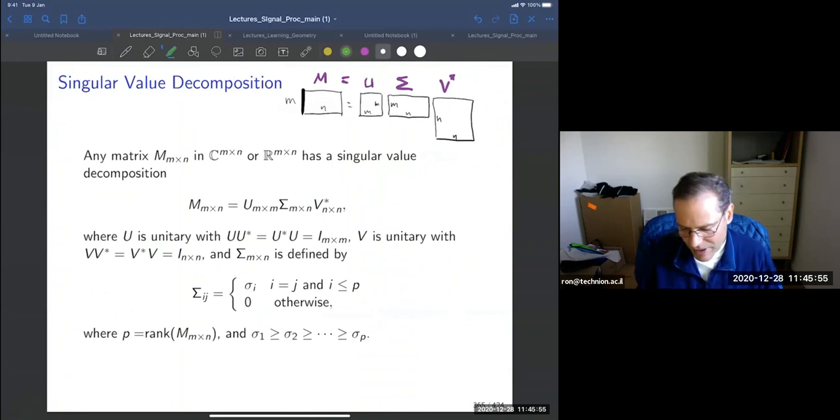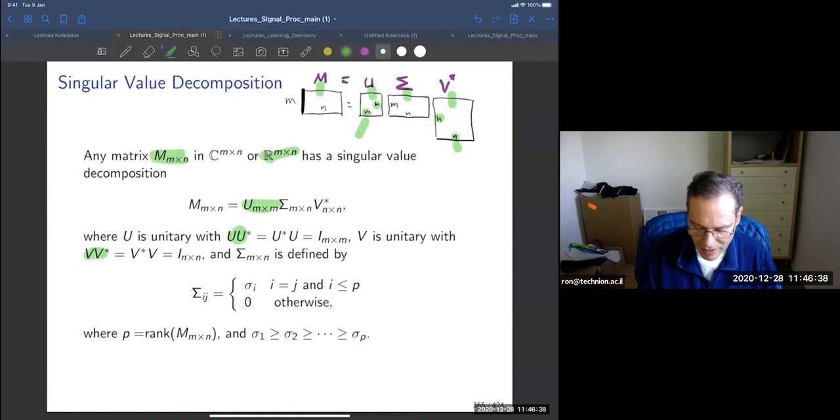Some comments about SVD, just to remind you. Assume that I have a matrix M that looks like that, in the complex or in the real domain. The singular value decomposition can be shown as follows: M equals U sigma V. The U and the V are unitary matrices, okay? U is a unitary matrix, and the size of U is M by M. And V is a unitary matrix, and the size of V is N by N.